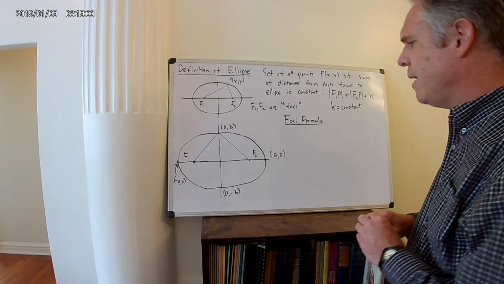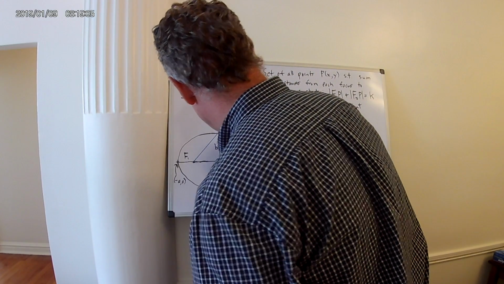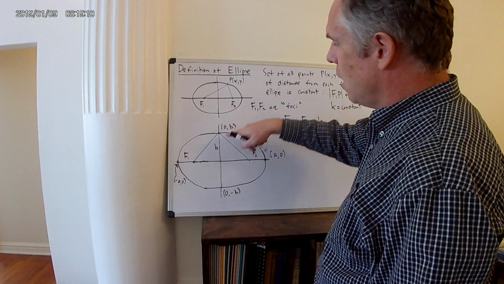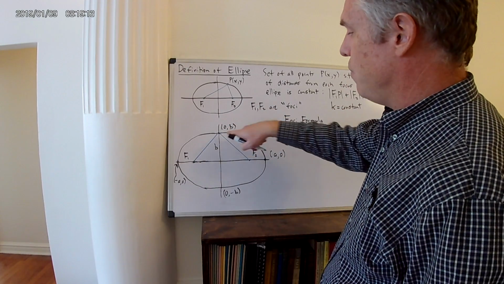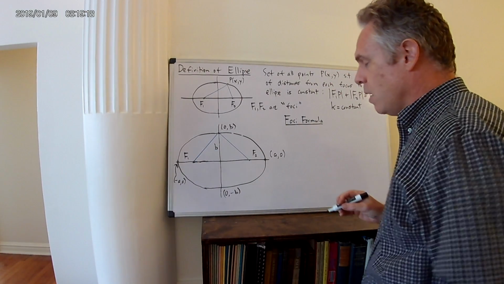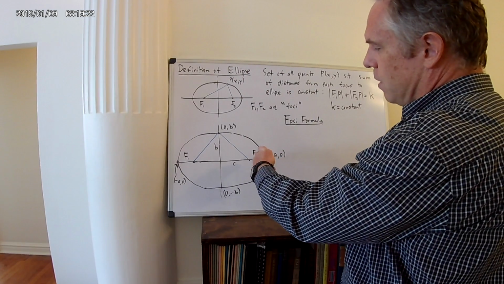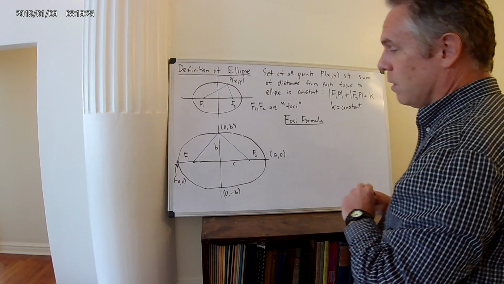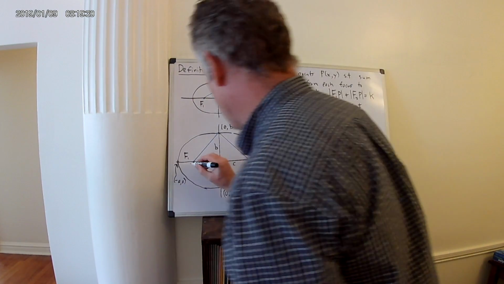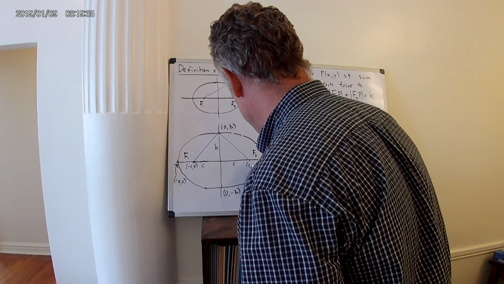So I'm going to label various distances here. This distance right here is B. I'm considering now the point (0, B), the point that's directly above the center. The distance between the center and the focus I will call C. So this distance is C as well. This point is (-C, 0). This point is (C, 0).